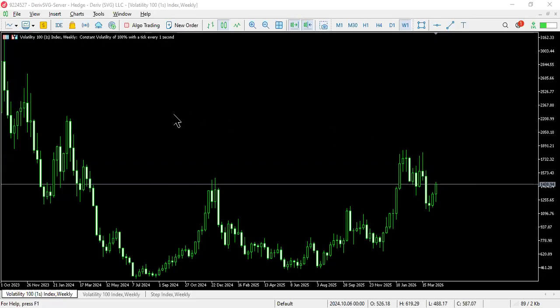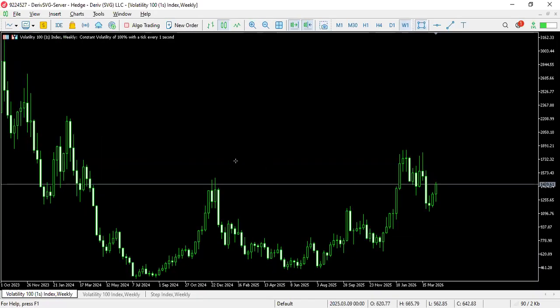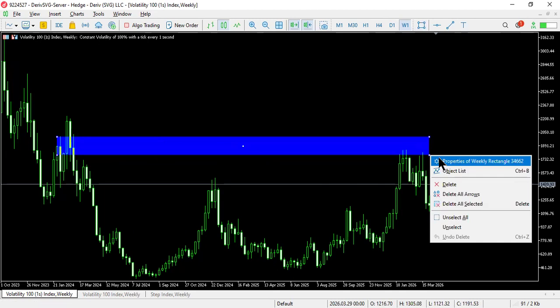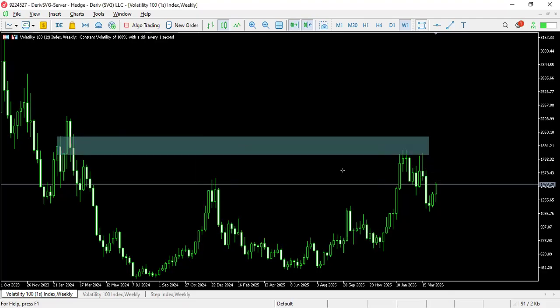So we are beginning with volatility 101S. As always, we begin analyzing from the weekly time frame by marking our supply and demand zones. If we minimize, we can see price is reacting from this supply zone. And then down here we have our demand zone.